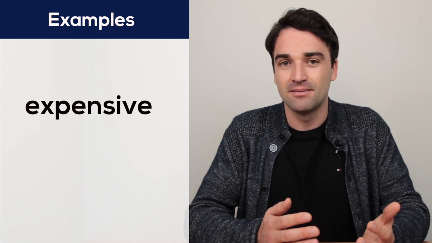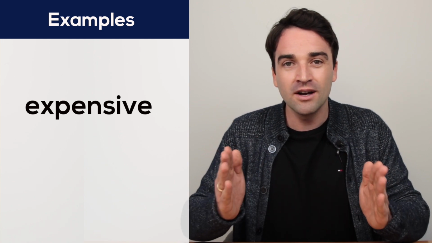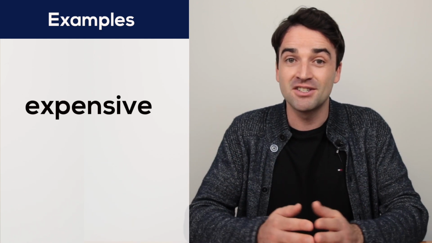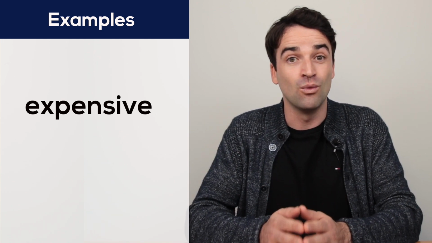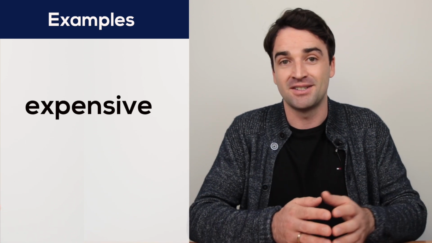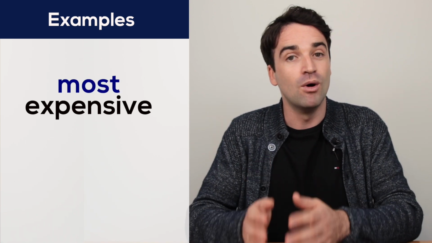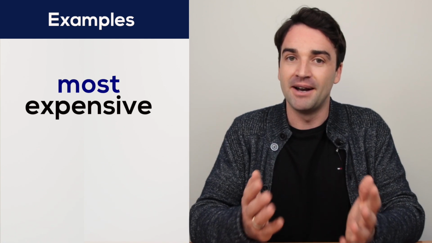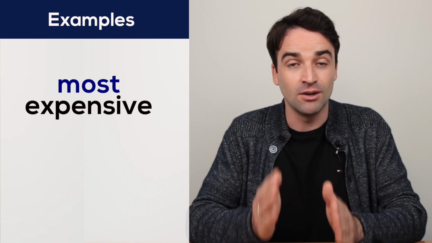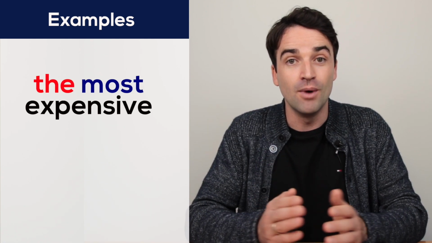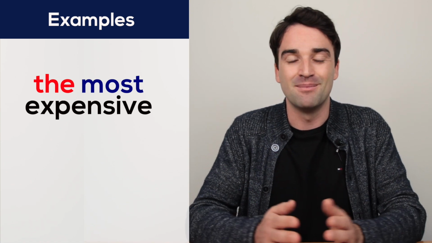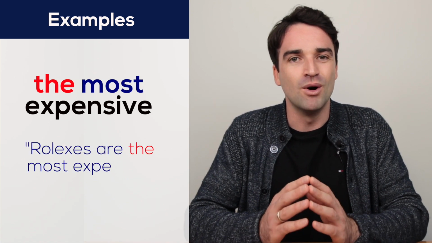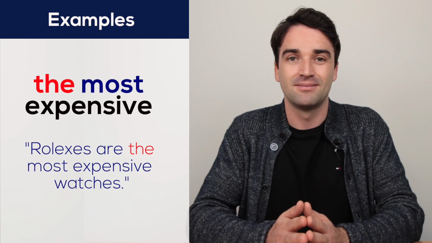Another example is with the adjective expensive. Now, expensive is a longer adjective, so to make this a superlative, we must add the word most before the adjective. So it becomes most expensive. But again, we always use the article the, so it is the most expensive. For example, Rolexes are the most expensive watches.